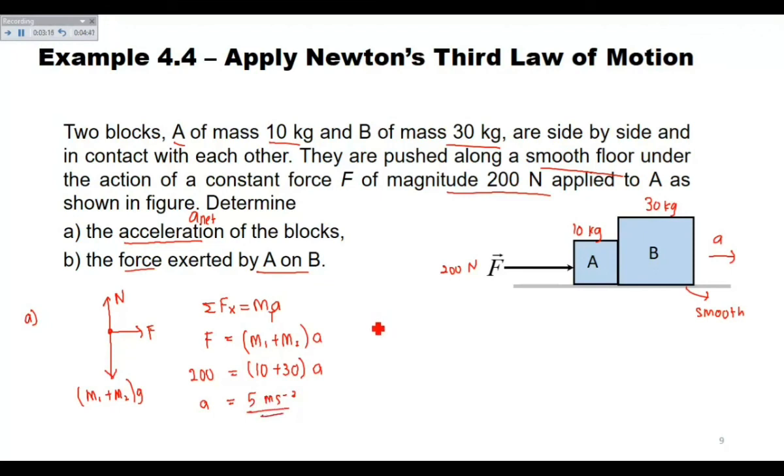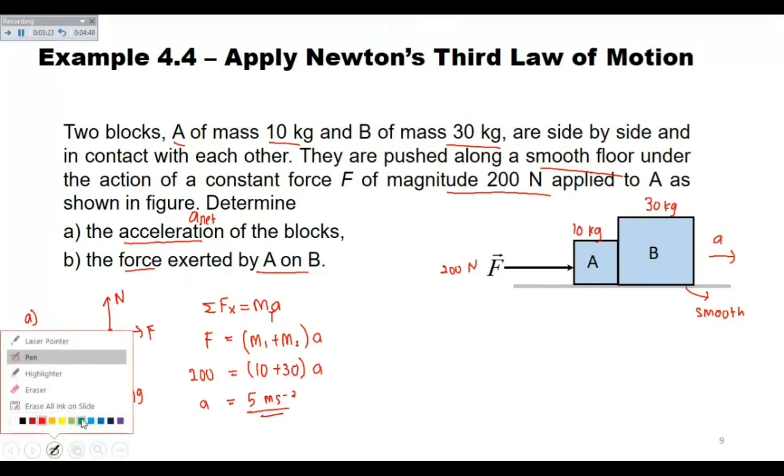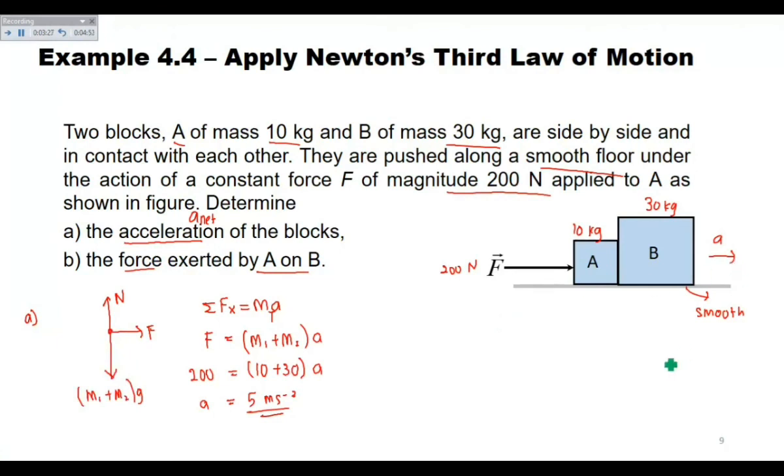Alright, so untuk question B, okay, determine the force exerted by A on B. Okay, so kalau kita tengok dalam gambar ni, block A and B ni, dia in contact, dia side by side. Okay, so maksudnya kalau kita lukis free body diagram untuk block A, kita akan ada satu force exerted by B on A. Maksudnya block A ni akan experience satu force exerted by B on A.